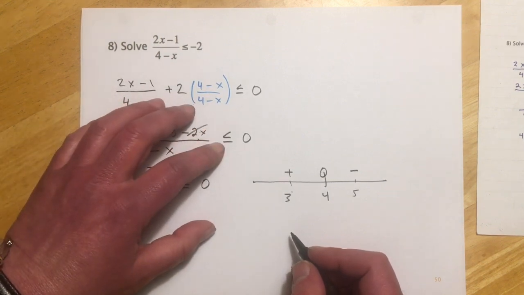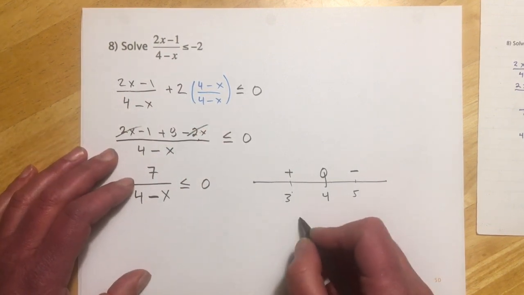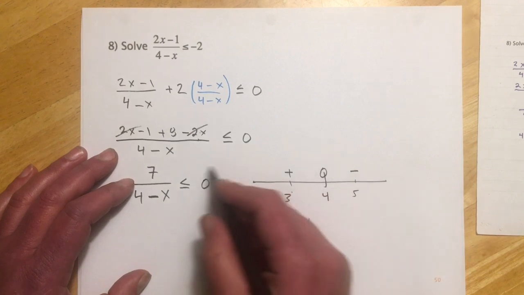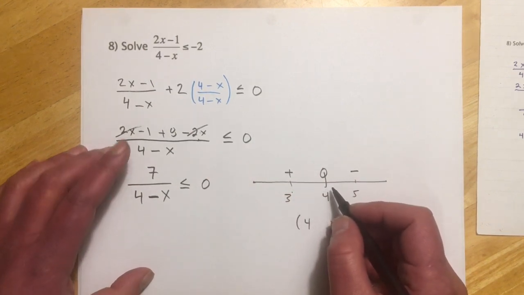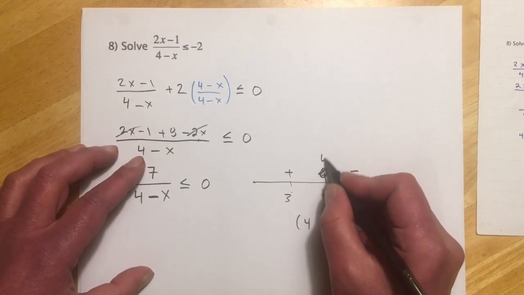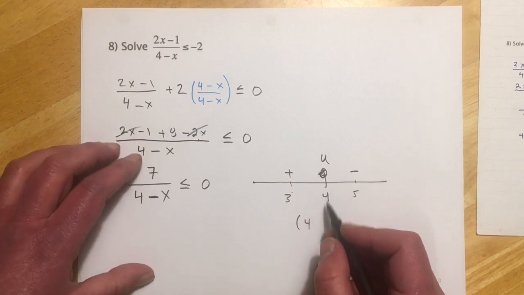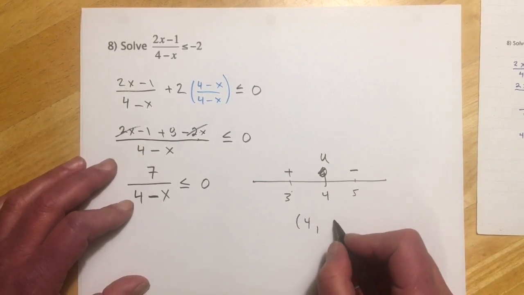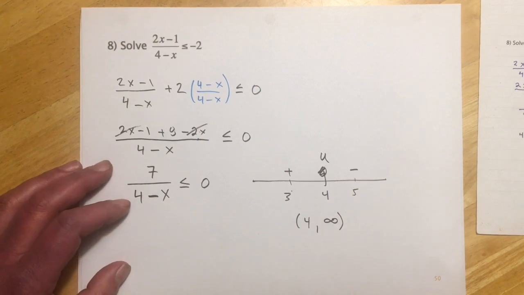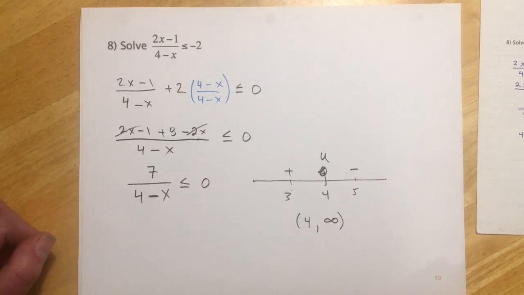And we want the less than 0, so our solution set will be from 4. And, oh, that's an undefined. So I can't include that point because it came from the denominator. I forgot to say that. Up to infinity. And that wraps up chapter 3.